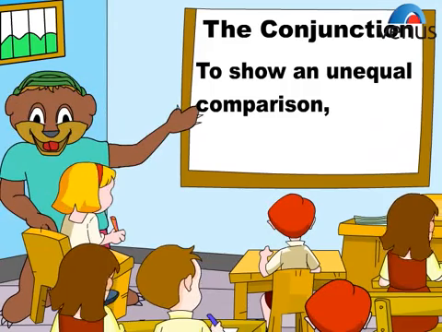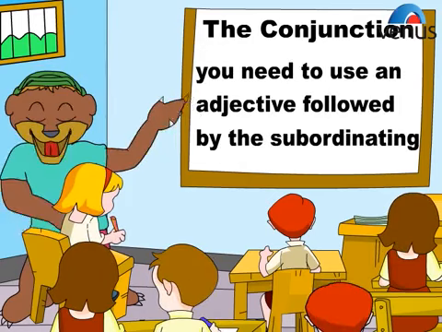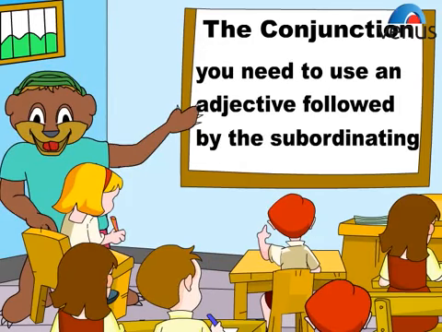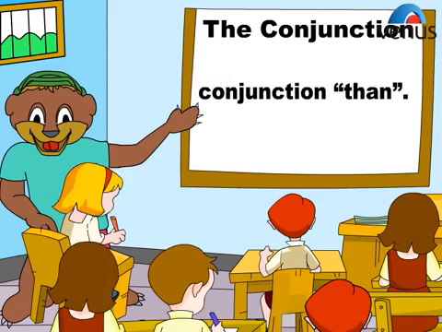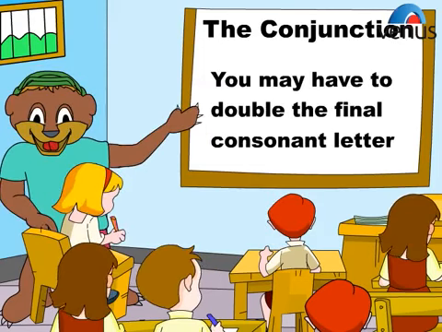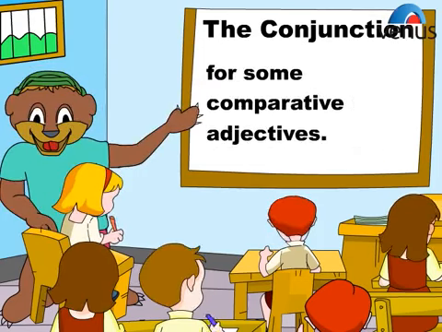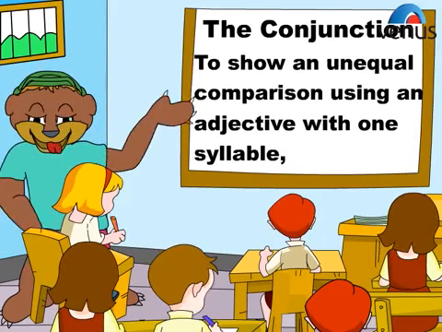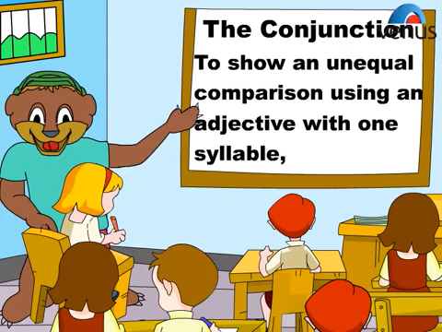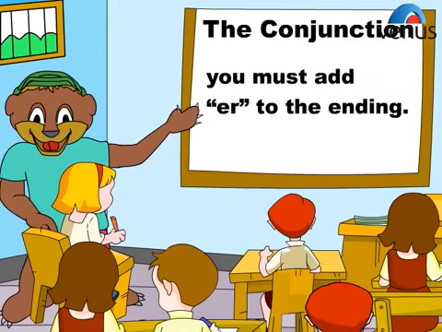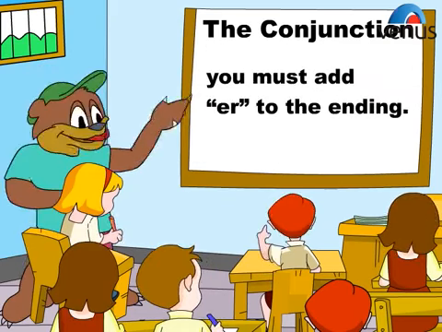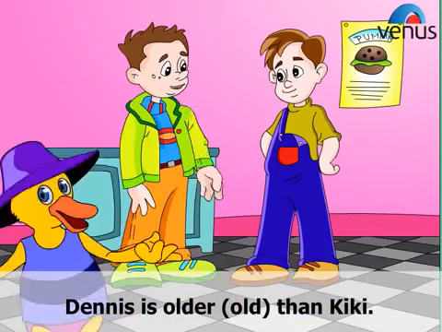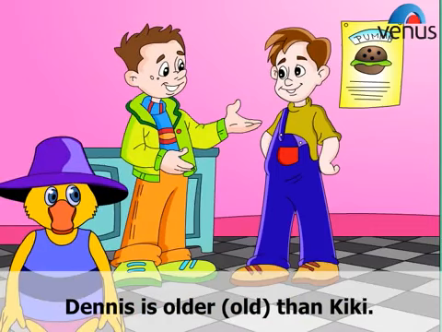To show an unequal comparison, you need to use an adjective followed by the subordinating conjunction than. You may have to double the final consonant letter for some comparative adjectives. To show an unequal comparison using an adjective with 1 syllable, you must add er to the ending. For example, Dennis is older than Kiki.